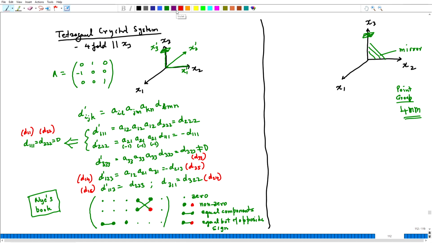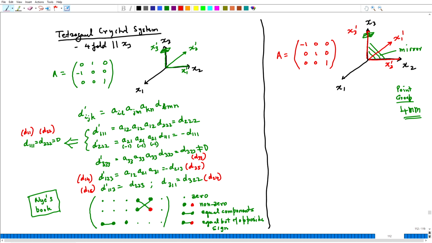Now, let us see what the mirror will do. The mirror will take this x1 axis and reflect it in the opposite direction, making it x1 prime, while x2 and x3 are in the mirror plane, so they will coincide. So, x2 will coincide with x2 prime and x3 prime will coincide with x3. As a result, the direction cosine matrix becomes -1, 0, 0, 0, 1, 0, 0, 0, 1.